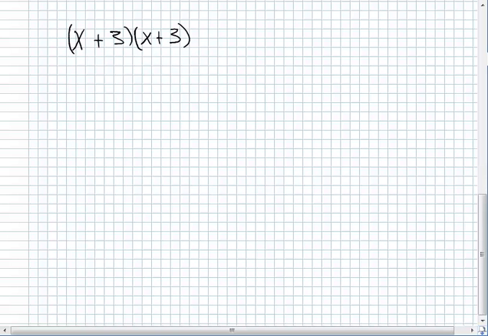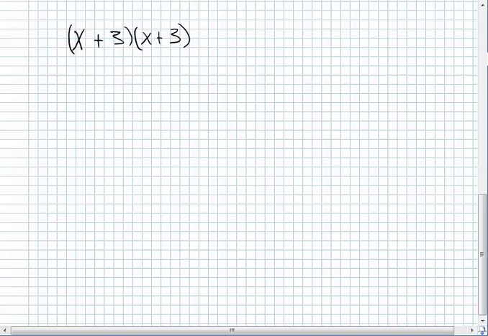Okay, so we saw in previous lessons that if I take this x plus 3 and I square it, so multiply it by itself, then the first and last terms are perfect squares, and the term in the middle is 2 times the square roots multiplied together. In other words, 2 times 1 times 3, which is 6. Okay, and that was pretty simple.